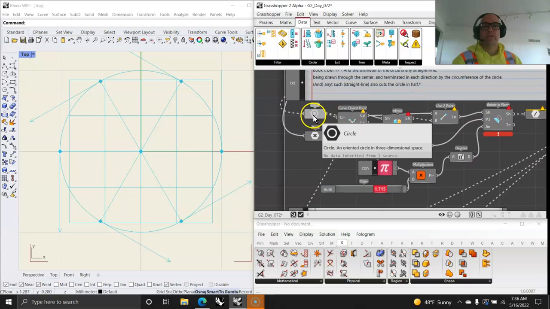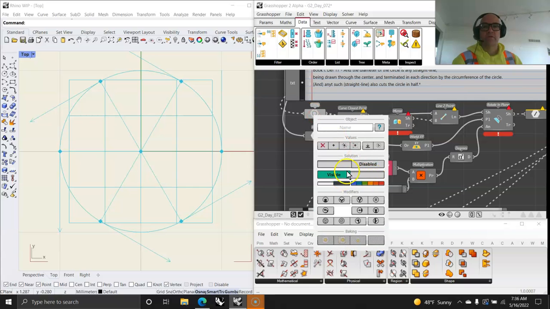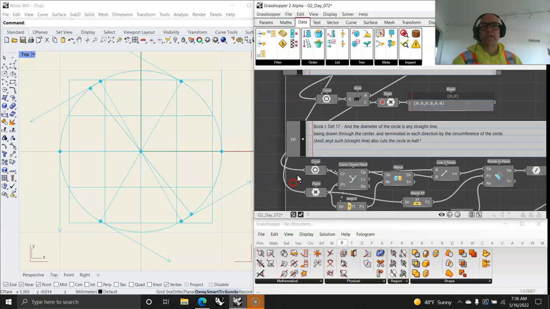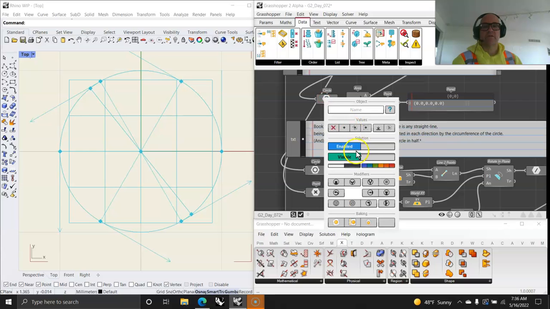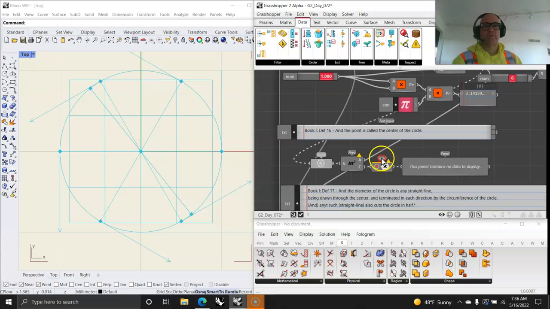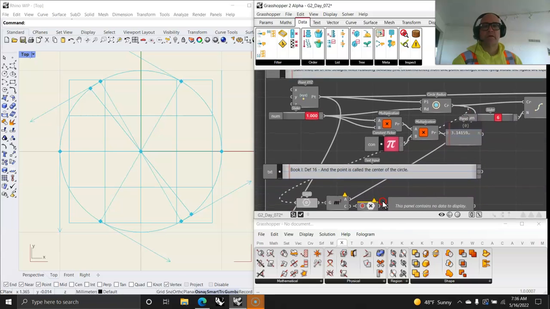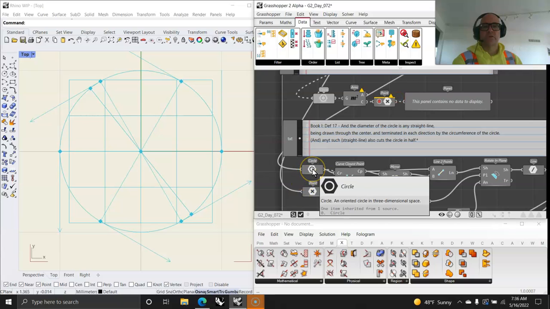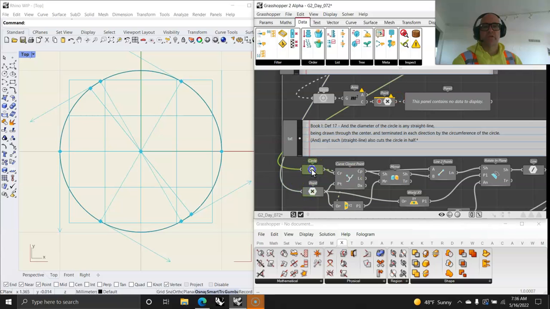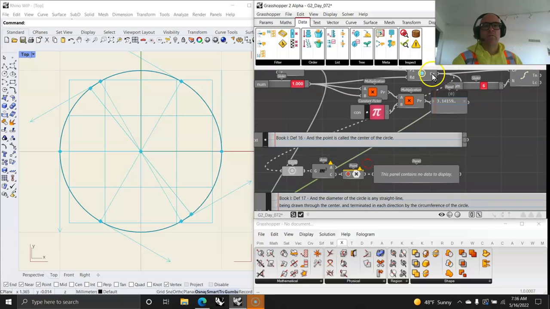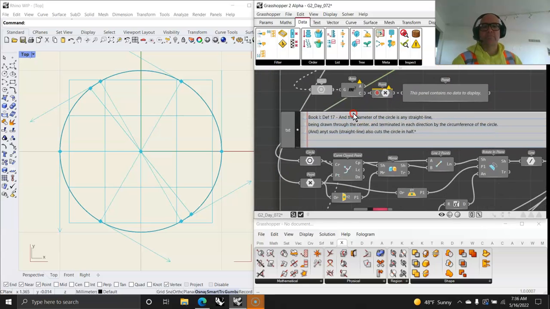So what I did there was I grabbed the circle here, and there it is. I guess I can turn this one off. There we go. I probably could turn off the other points that weren't necessary. I'm only relying on the point of that circle right here, this point, and the circle being this one that we made in the last definition.